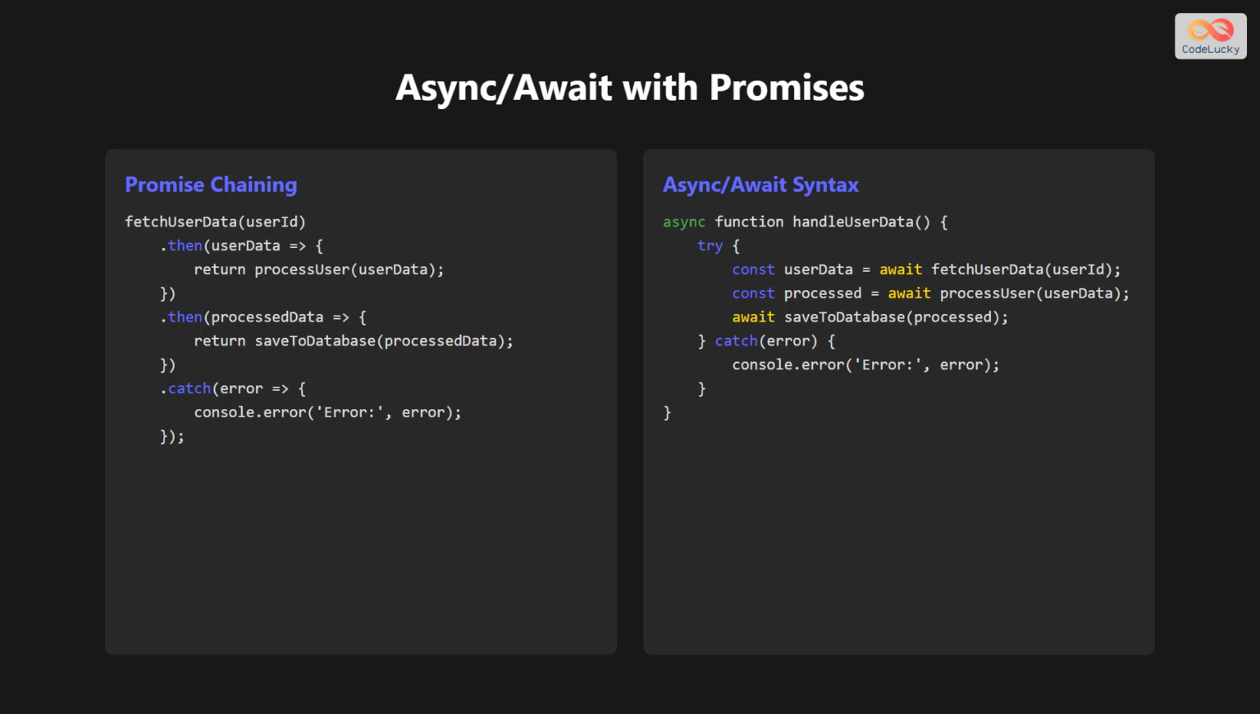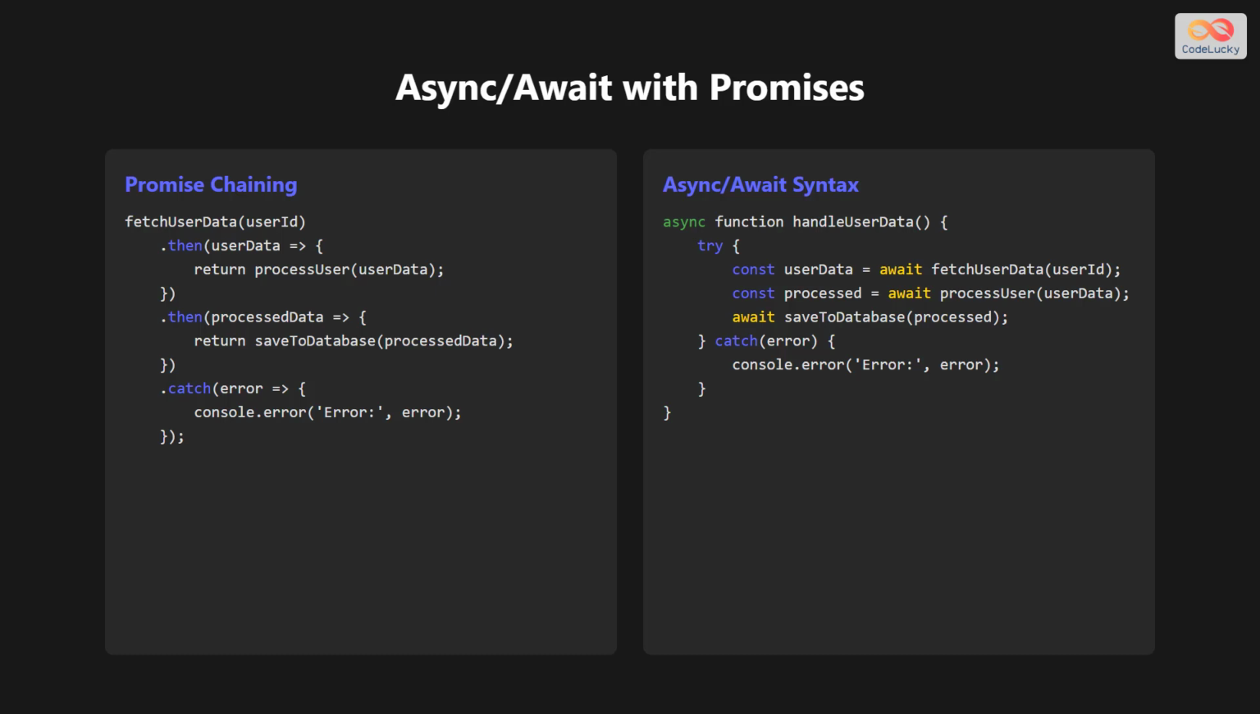Async and await are keywords in JavaScript that make working with promises easier and more readable. Async is used to declare a function as asynchronous. Inside an async function, you can use the await keyword to pause the execution of the function until a promise resolves. This makes asynchronous code look more like synchronous code.